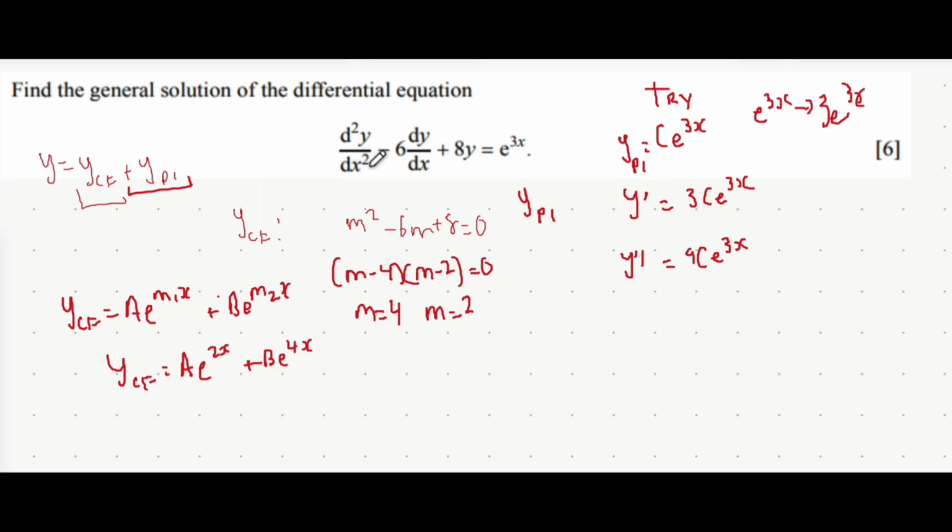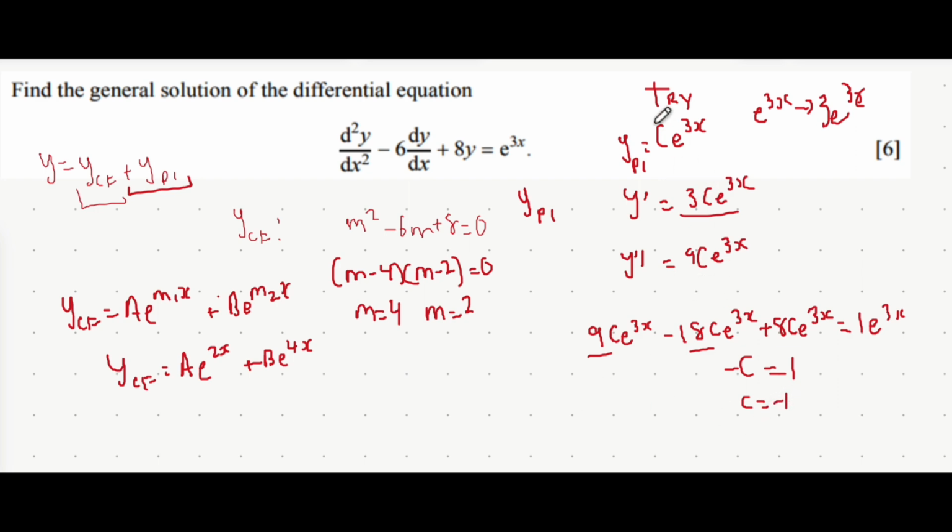Substituting that into the left-hand side of the equation, we get y double prime, which is 9c e to the power of 3x, minus 6 times 3c e to the 3x, which is minus 18c e to the power of 3x, and then plus 8 lots of y, which is plus 8c e to the 3x, all equal to the right-hand side, e to the 3x. Because all of these terms just have e to the 3x, we can look at the coefficients. 9c take away 18c is minus 9c, plus another 8c is minus 1c. We can say minus 1c is equal to the coefficient of e to the 3x on the right, which is 1, in which case c is equal to minus 1.